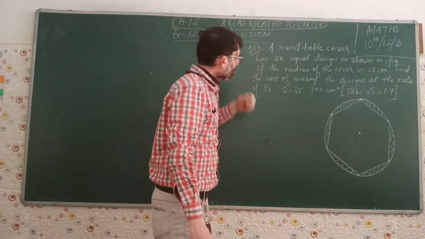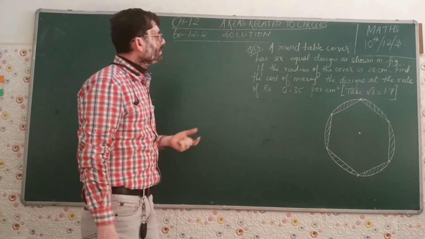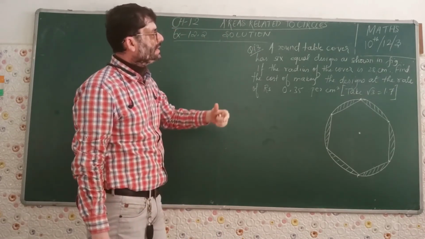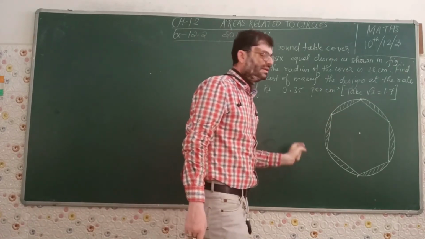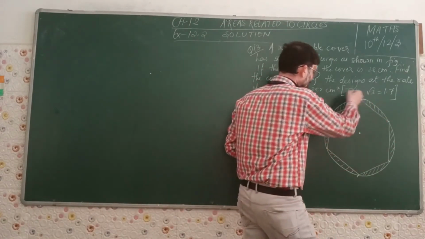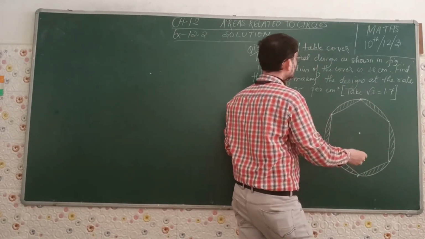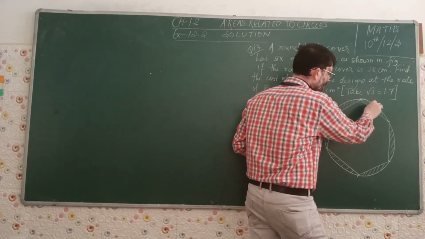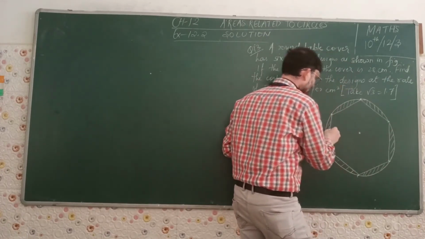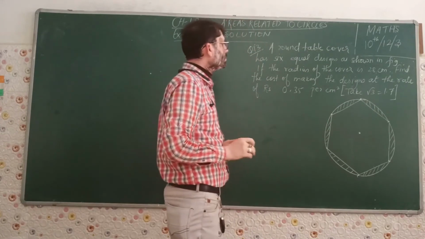Then question number 13. A round table cover has 6 equal designs as shown in the figure. So this is the figure that is given to us. It is a round table cover with 6 designs. Design number 1, 2, 3, 4, 5, 6. There are 6 designs in the round table.